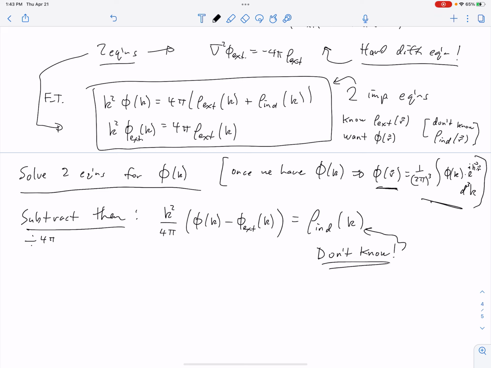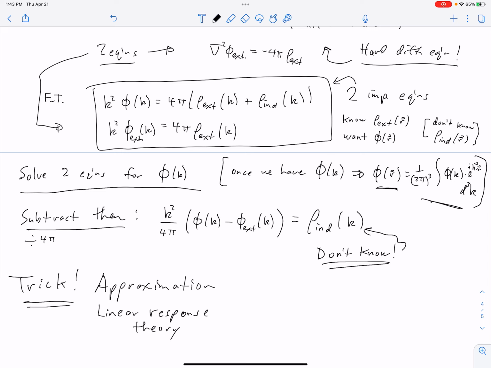Okay, so this is a problem. How do we go forward? We have to figure out how to deal with that induced charge. So here's the trick. Let's make an assumption, an approximation, and it's called linear response theory. It's one of these things that works a lot better than you might expect.